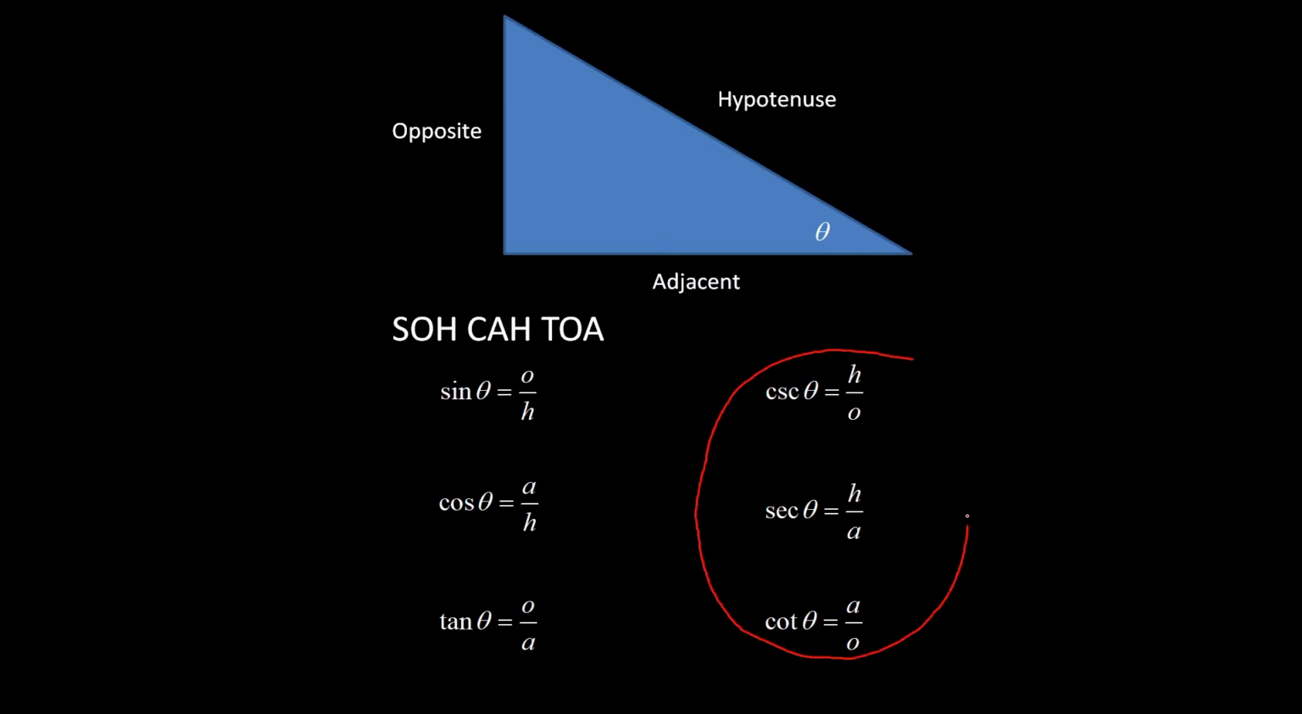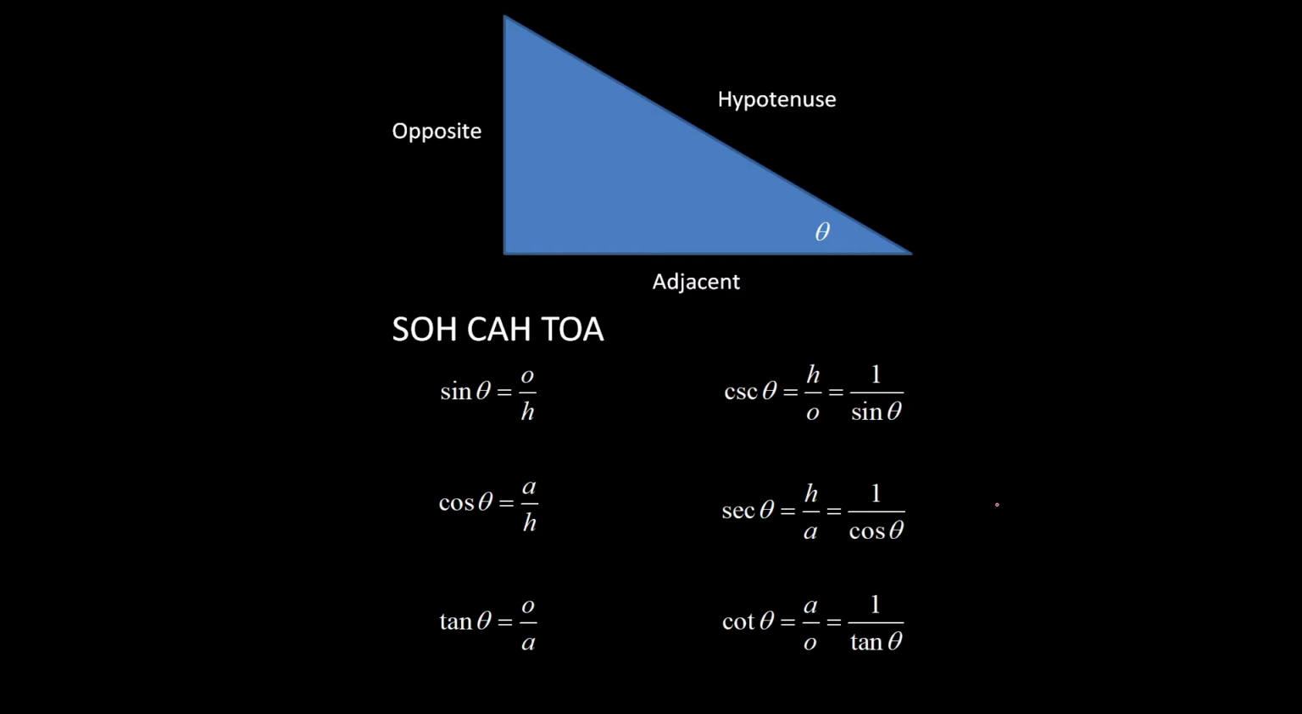And because these are the reciprocal, we can just write that. Cosecant is 1 over sine. So once you know sine from SOHCAHTOA, you can just do 1 over sine to get cosecant. And you can do the same for the rest. Once you know SOHCAHTOA, you can then do cotangent, because cotangent is 1 divided by tangent.